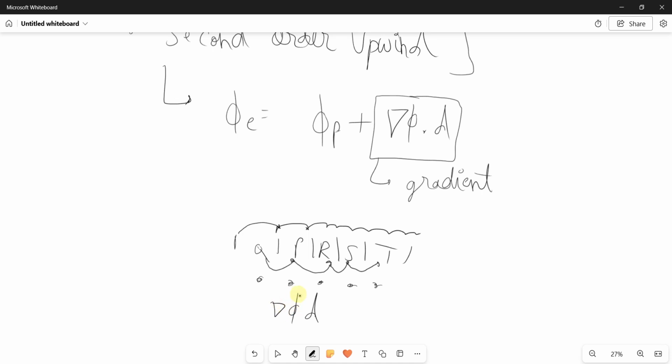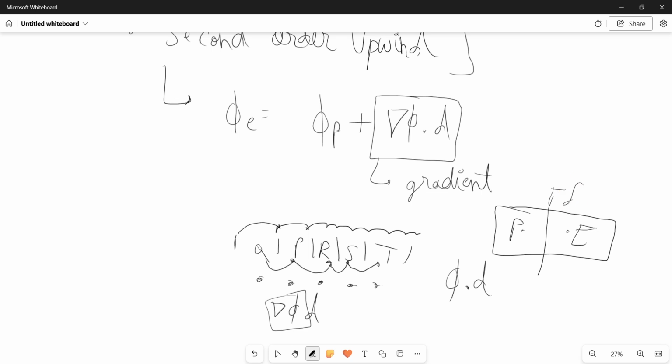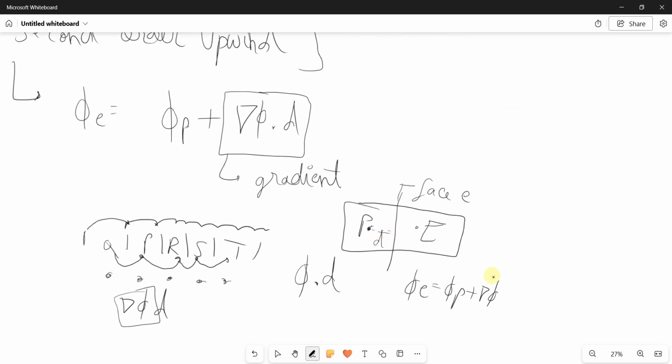So what is this term? This term is the change in phi. It says how much phi has changed with respect to distance, right? You multiply that by the distance between the cell center and the face. So this was P center, this was E, capital E center, and this was face E, small e. So phi e would be phi P, that is the value of the parameter at the center, and I'll assume this is at a distance D from the face. So now I have plus your gradient of phi, that is how much your phi changes with respect to distance, into the distance D, right?